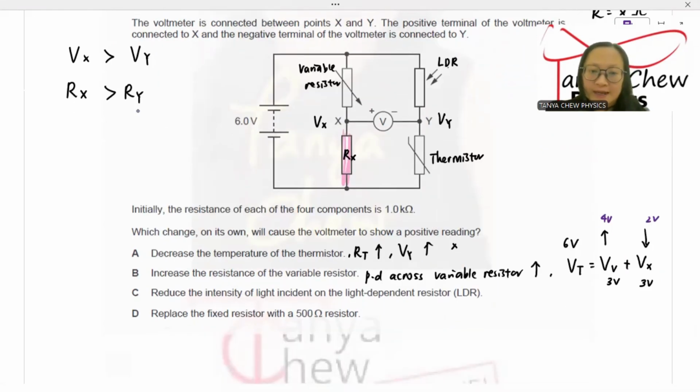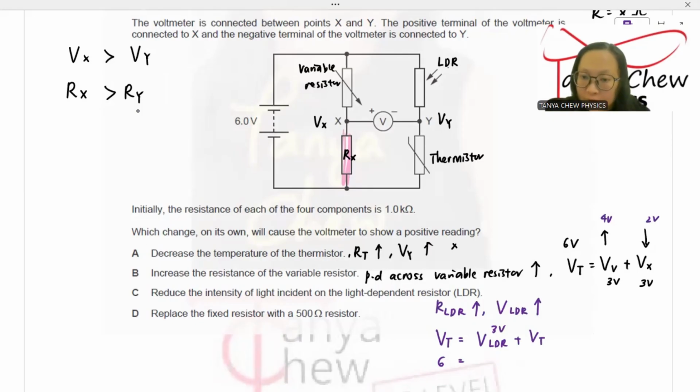C, reduce the intensity of light incident on the light dependent resistor. So when you reduce the intensity, the resistance of the LDR will have to increase. So the V across the LDR would have to increase. So the V across the LDR increases. You could see that the total V is equal to V across LDR plus V across thermistor. So 6 volt is constant.